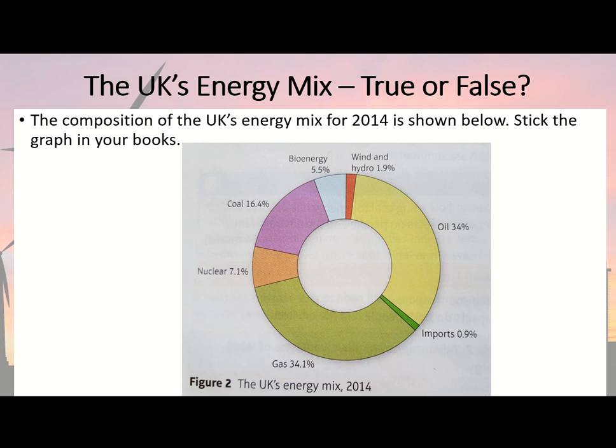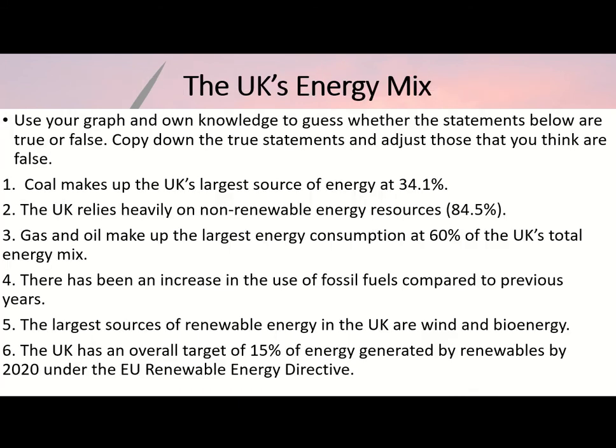So get this graph, either from a screenshot or from the Joglogs folder, and get it into your book, and we're going to annotate it. So, I've given you a bit of true or false statements here, and you can annotate it once you've worked out whether the answer is true or false.